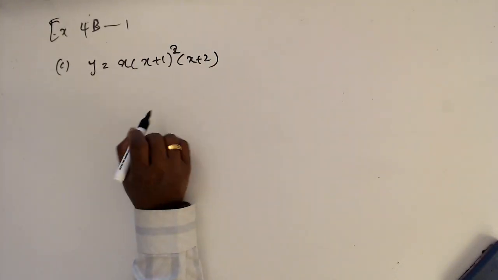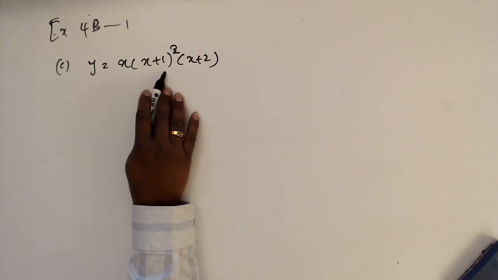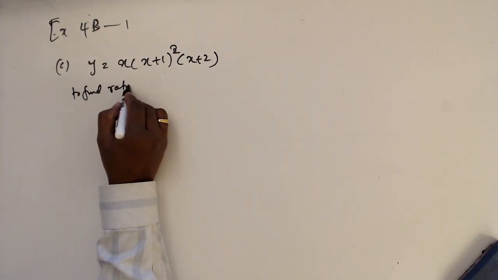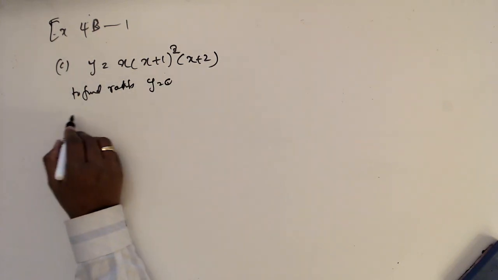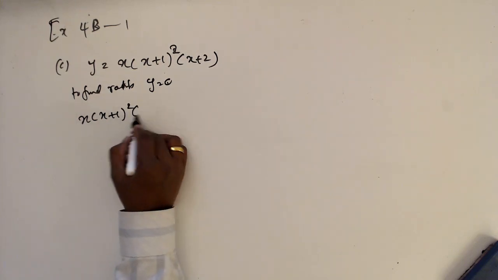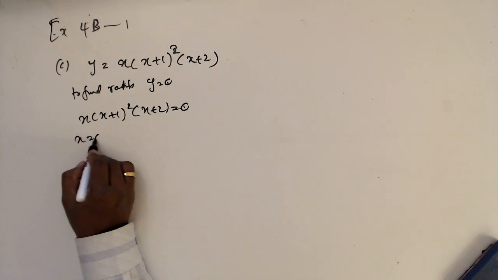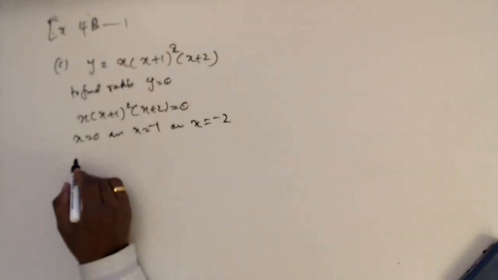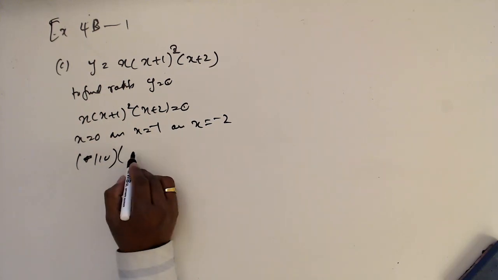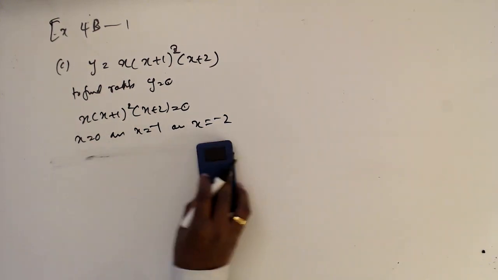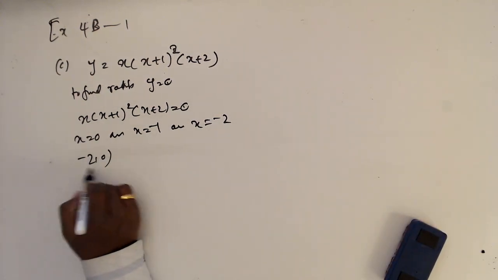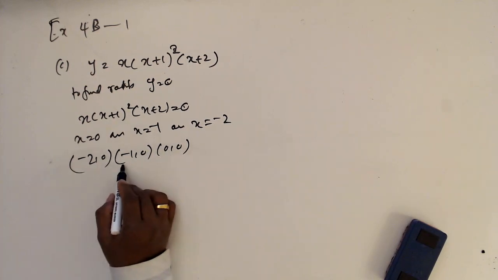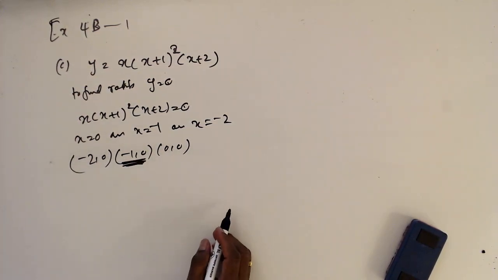y equals x times (x plus 1) squared times (x plus 2). I can see it has a repeated root. To find roots, we want to make y equal 0, then x times (x plus 1) squared times (x plus 2) equals 0, then x equals 0 or x equals minus 1 or x equals minus 2. So minus 1, 0; minus 2, 0; minus 1, 0; and 0, 0. This is the repeated root 2 times.